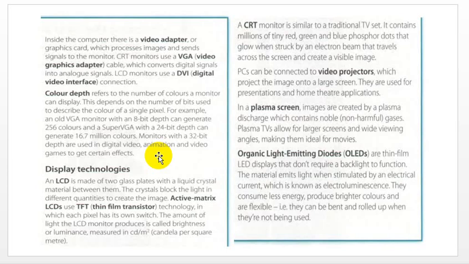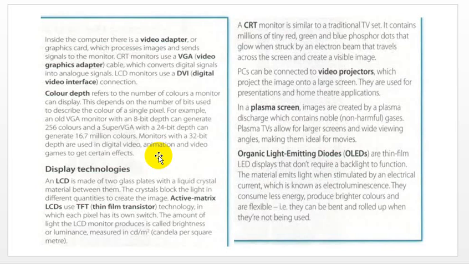A CRT monitor is similar to a traditional TV set. It contains millions of tiny red, green, and blue phosphor dots that glow when struck by an electron beam that travels across the screen and creates a visible image. PCs can be connected to video projectors which project the image onto a large screen. They are used for presentation and home theater applications.